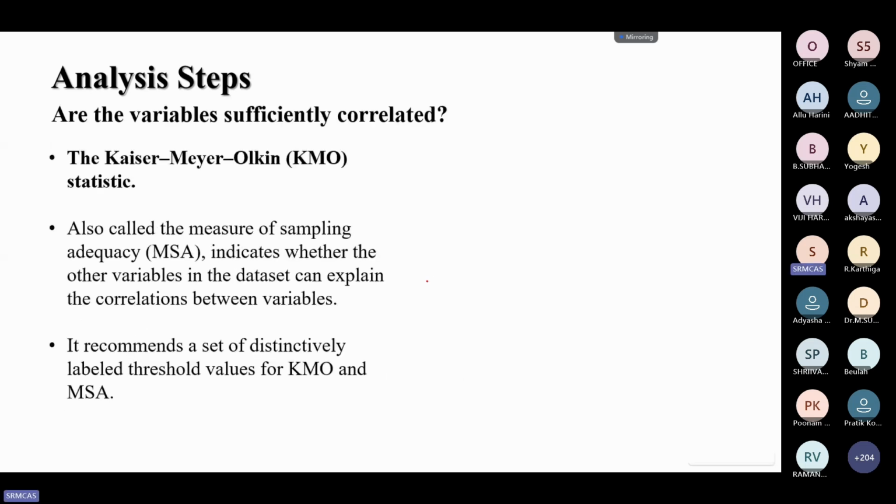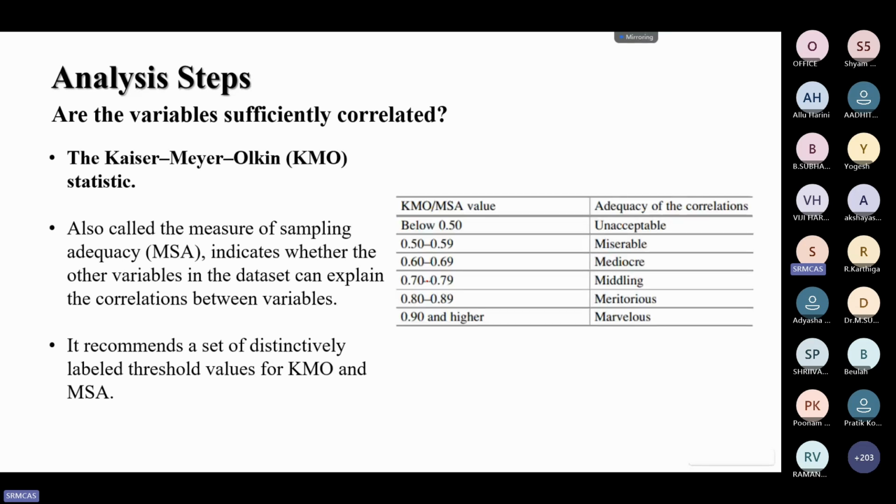So the first test is the Kaiser-Meyer-Olkin test statistic, which gives a set of values. If this value is below 0.5, then the whole data set is not acceptable for factor analysis. If it is more than 0.7, then we can consider it for the analysis. And if it is more than 0.9, the data set is highly acceptable for factor analysis. It is shortly called the KMO test.